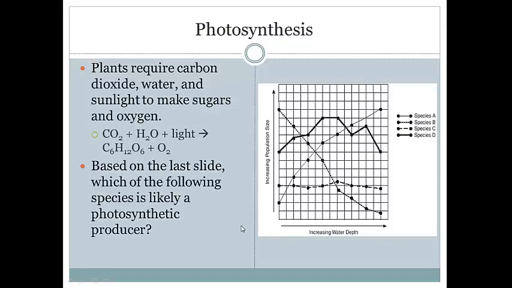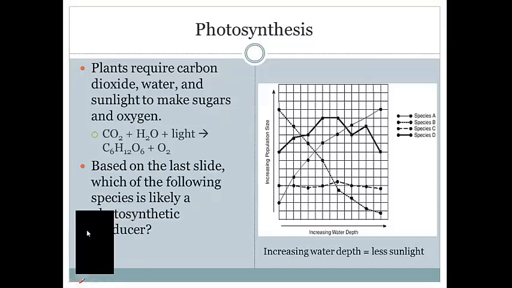So what is it about water depth that relates to photosynthesis? Well, the deeper down we are in the water, the less sunlight can penetrate. So any photosynthetic producers are going to get less sunlight the deeper down they are. So we would expect that for something that is photosynthetic, as we go down in the water column, the population should get smaller too, because there's less sunlight available for photosynthesis. So that is going to be species B. That must be photosynthetic, because we see the correct relationship there between water depth and the population size.